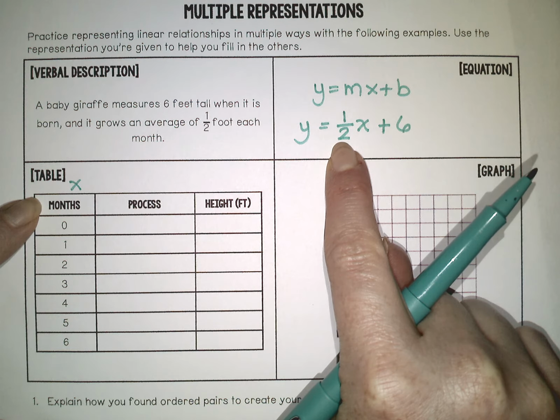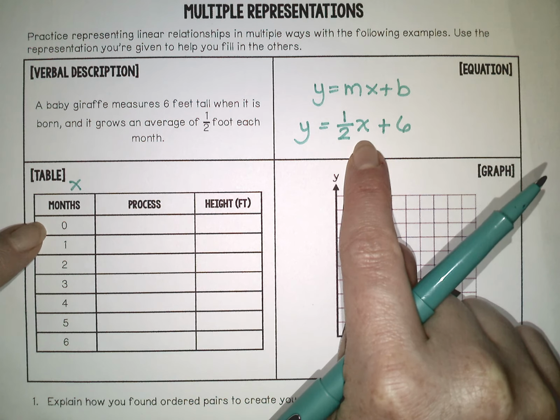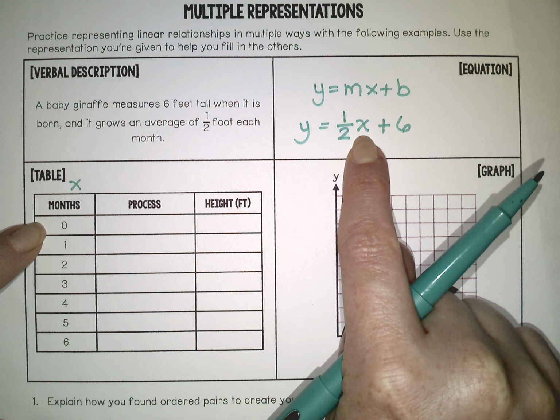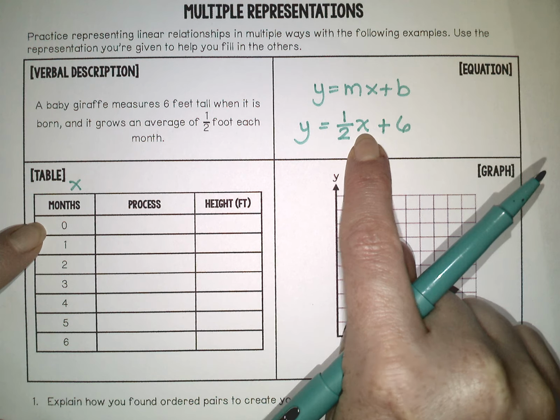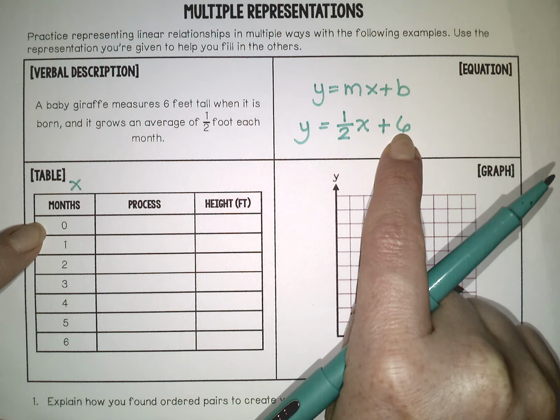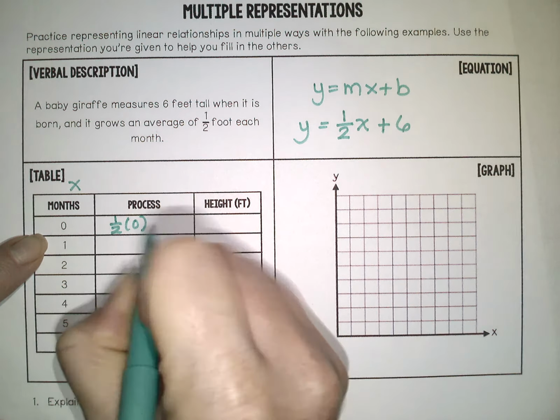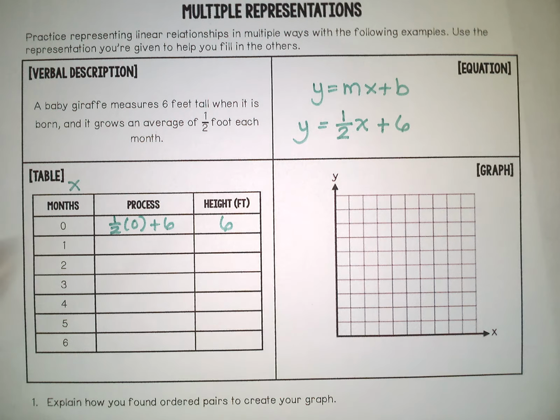So let's talk about how this table makes sense. The x value is your total months because the giraffe grows a half a foot each month. So at 0 months, guys, what do you think? If I plug in 0 here, 1/2 times 0 is 0 plus 6. What was the giraffe's height when it was born? At 0 months when it was born, it was 6 feet tall.